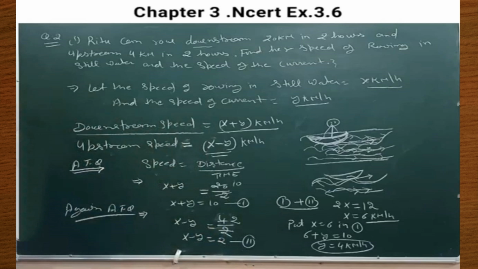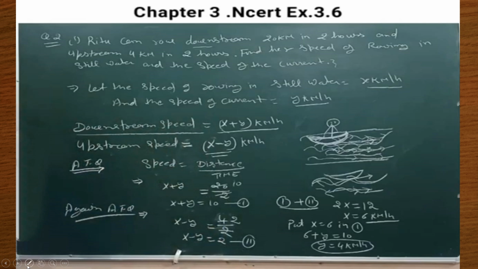Question number 2, first. Ritu can row downstream 20 km in 2 hours and upstream 4 km in 2 hours. Find her speed of rowing in still water and the speed of the current. Students, in this type of word problem, there are two parts in this question. It means two cases. So let the speed of rowing in still water be x kilometer per hour.